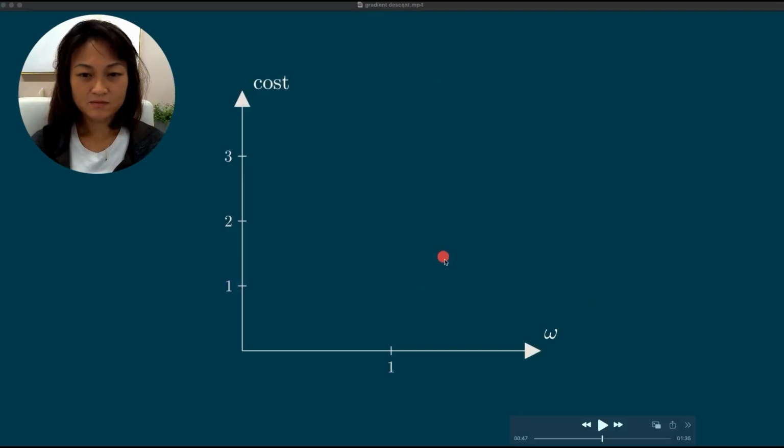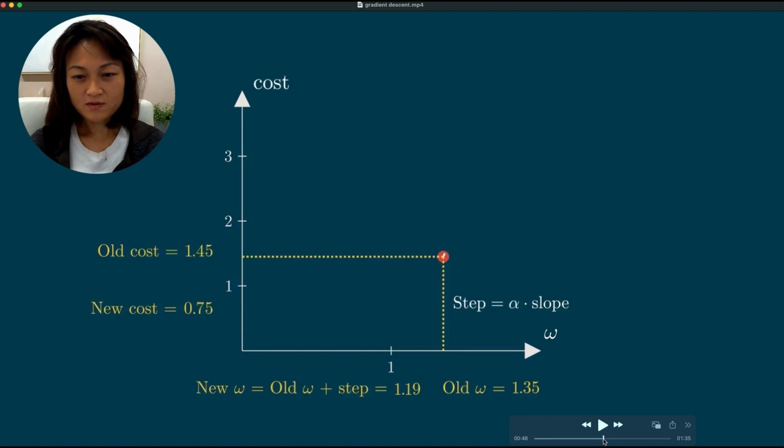Let's take this step by step. We initialized at this dot. And with the work that we did just now, we now have a way of calculating the slope of the function at this point. And so we have this old w of 1.35, and we want to get to a new w, which results in a lower overall cost, by taking the old w and then taking a step. And if we define the step as being the slope multiplied by alpha, we can calculate what our new w should be, and then we would take a step in that direction.